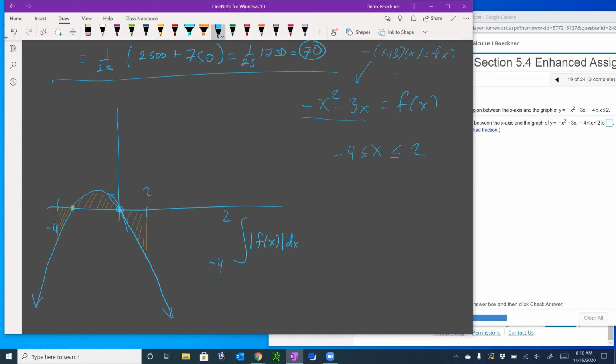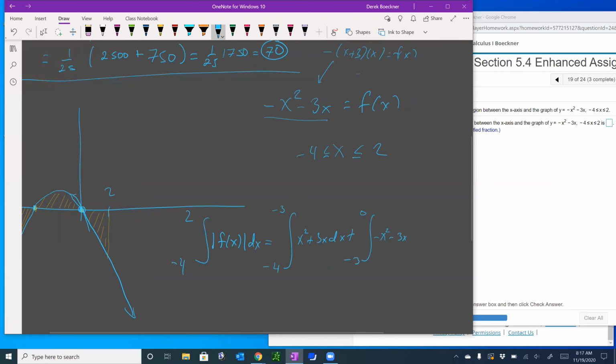But because the absolute value switches at 2 spots here, we're going to switch from -4 to -3. And I'm going to take the negative of this function because I want to make it the positive version. So that's going to be x squared plus 3x dx. And then I'm going to add to that the integral from -3 up until 0 of the function itself, because the function itself is on the top side of the axis. So that's minus x squared minus 3x.